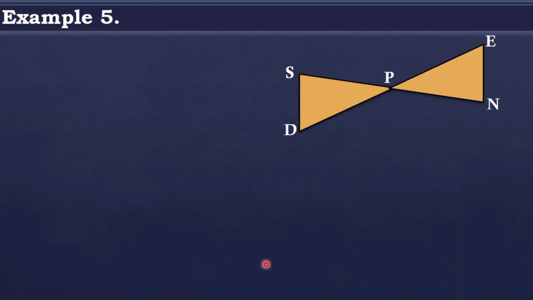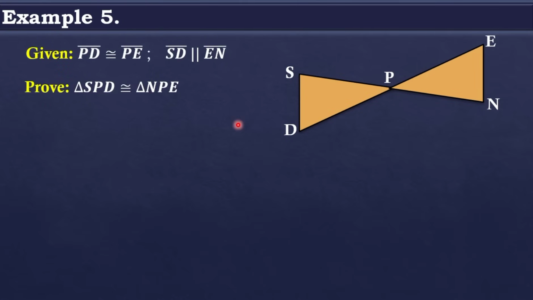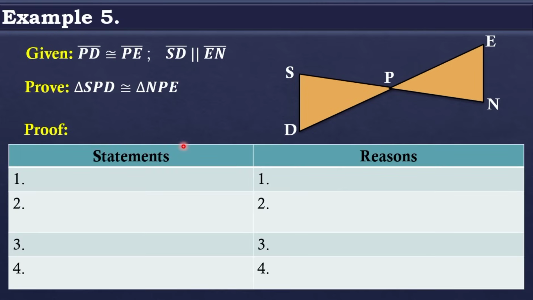Let's have example number 5. So, I have here segment PD is congruent to segment PE, and then segment SD is parallel to segment EN. So, we have segment PD is congruent to segment PE, and then your segment SD is parallel to segment EN. So, this is given. Now, let's do the marking.